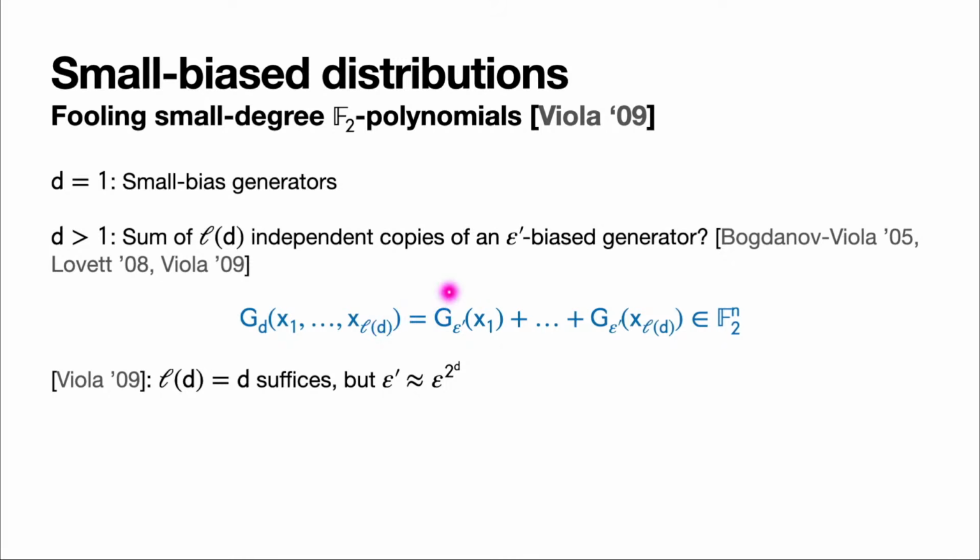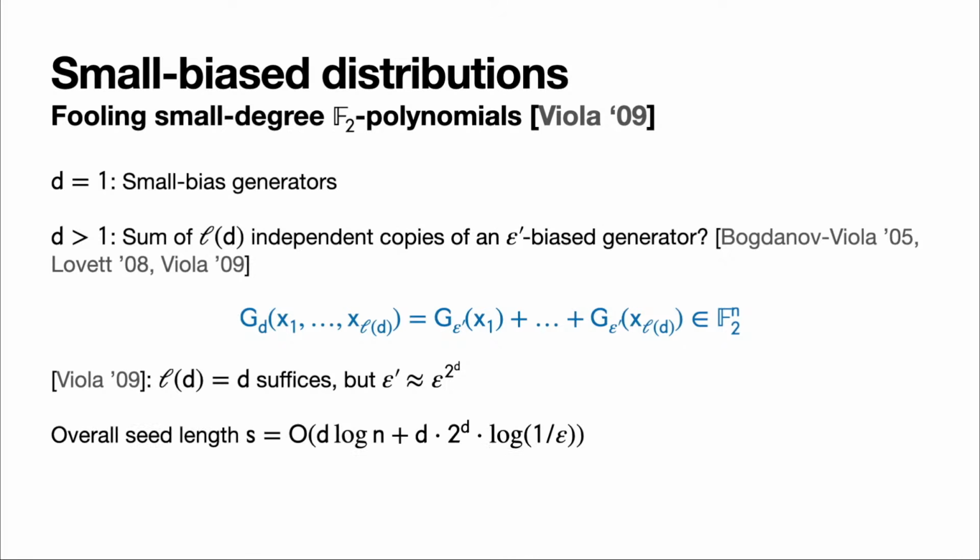And previously it was known that I think 2 to the d copies were sufficient for some regime. But Viola was able to show that d copies suffice, but you need to take epsilon prime to be considerably smaller than epsilon, which is the final error that you want. So you need to take epsilon prime to be epsilon to the 2 to the d. And this gives us the seed length, which has this unfavorable 2 to the d here that, of course, we would want to get rid of.